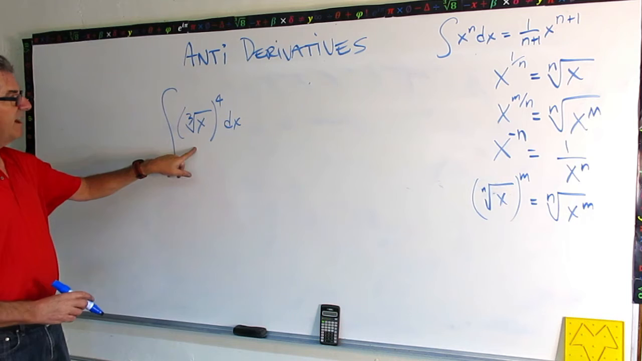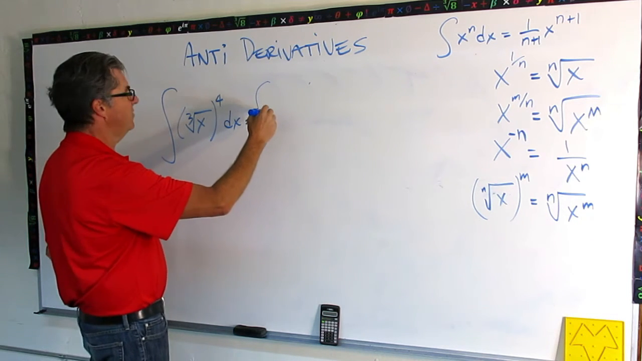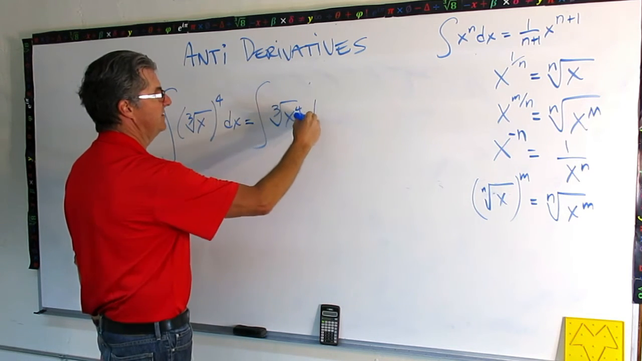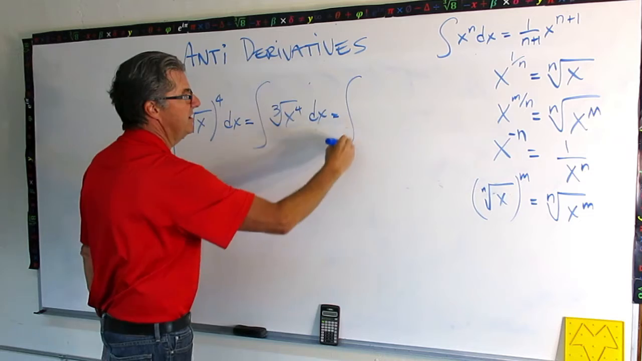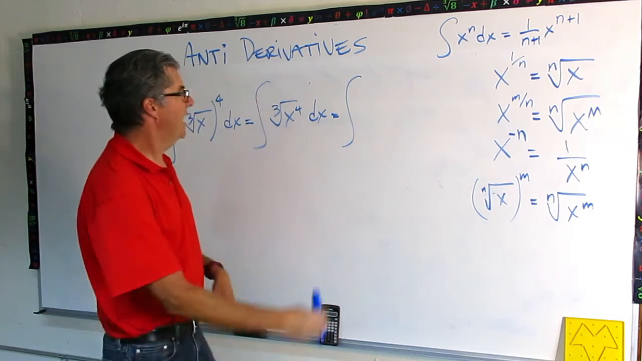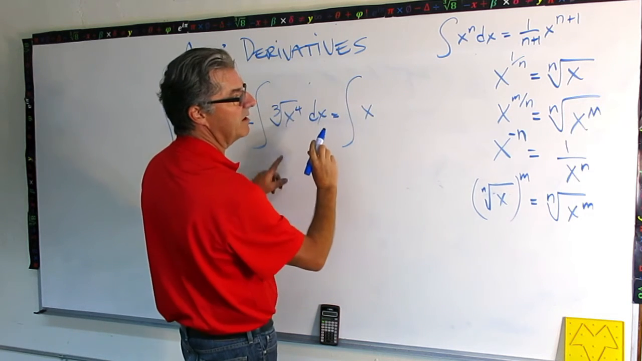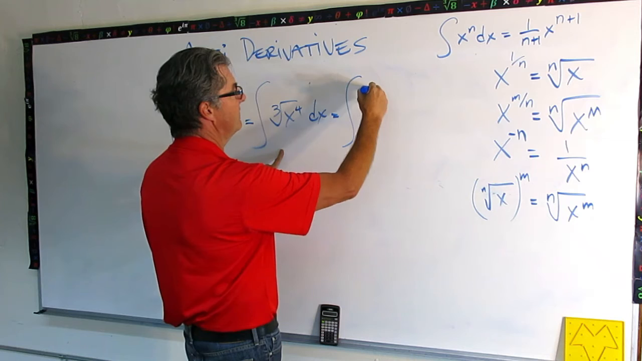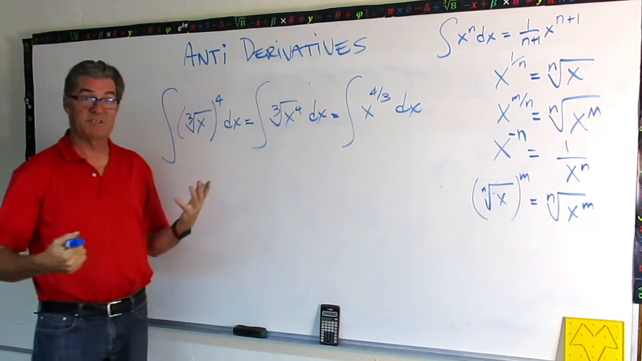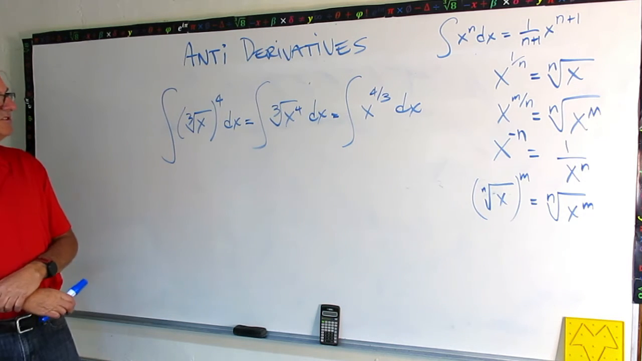So I'm going to rewrite this integral in a different way. This is going to be the 3rd root of x to the 4th dx. And I can rewrite this integral in another way. Using this rule here, I get, this is x to the 3/4 power, right? To the 4/3 power dx. So now I have something that's much more simple that I can then evaluate using my integral rule.